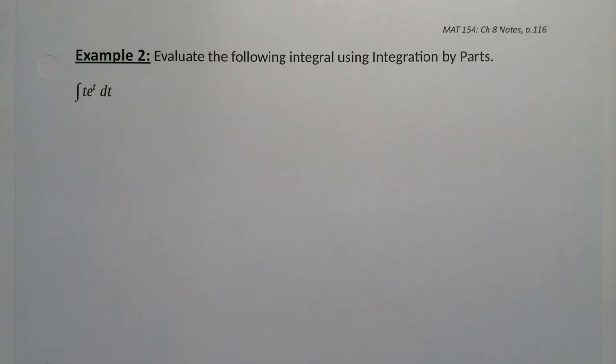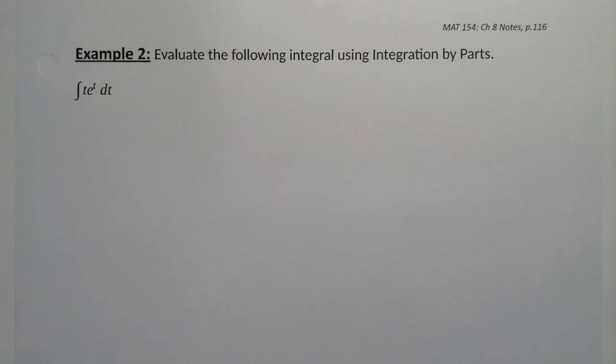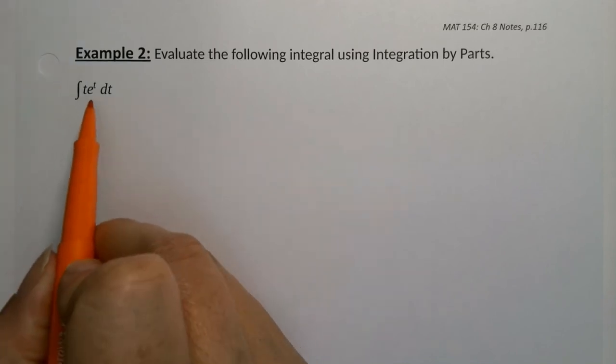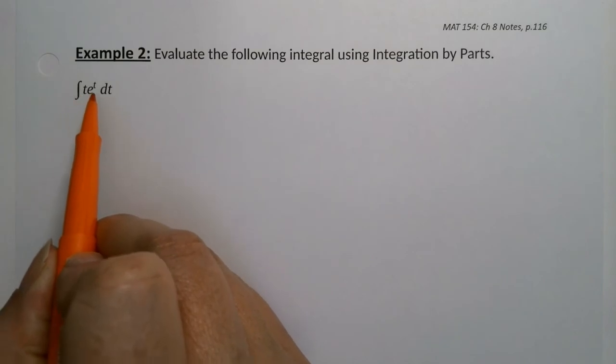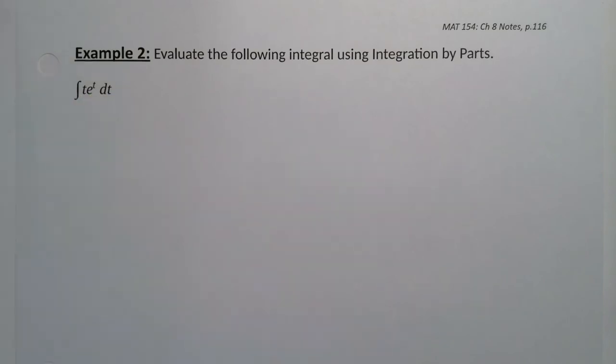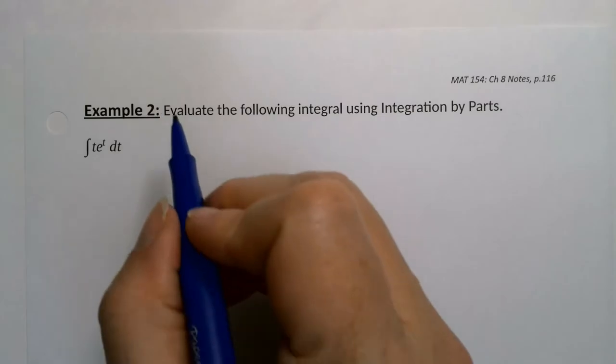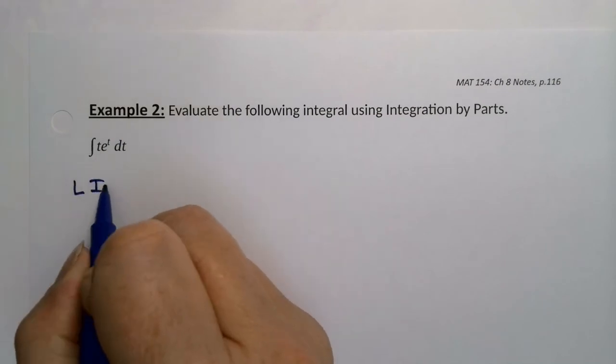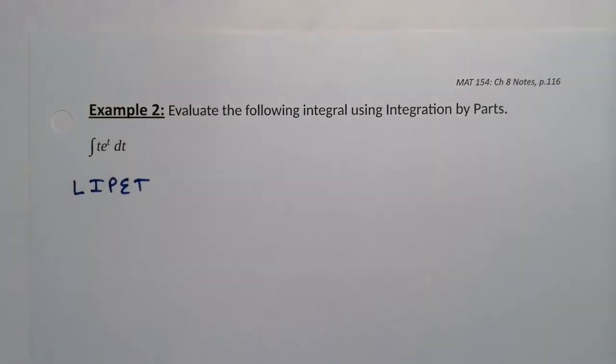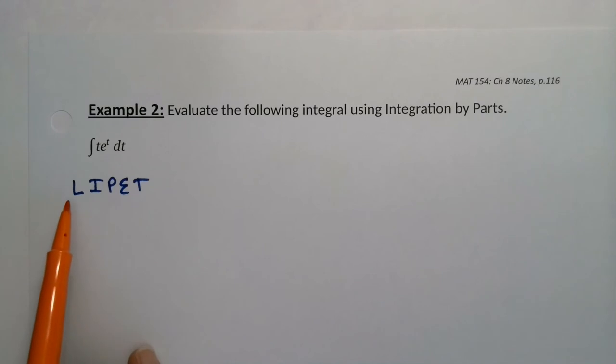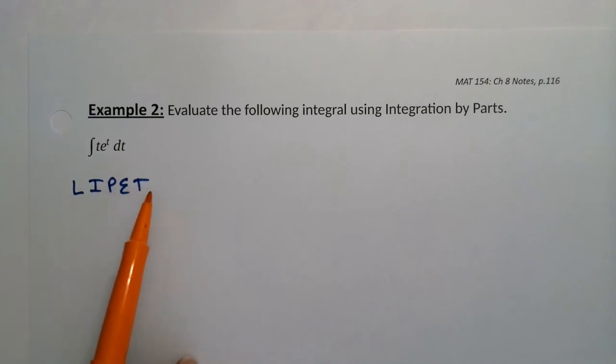We liked integration by parts so much, we're going to do it again. Why not? Now, when you're looking at the problem, you can see that you have two functions that are multiplied. You have a t and you have an e to the t dt. Now remember LIPET: L-I-P-E-T. Logarithms, inverse trig, polynomials, exponentials, trig.